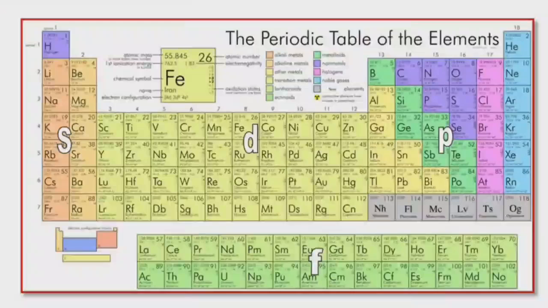First group is 1A, second group is 2A, 13th group is 3A, 14th group is 4A, 15th group is 5A, 16th group is 6A, 17th group is 7A, 18th group is 8A. The 11th group is 1B, 12th group is 2B, 3rd group is 3B, 4th group is 4B, 5th group is 5B, 6th group is 6B, 7th group is 7B, and the 8th, 9th, 10th groups are commonly known as.